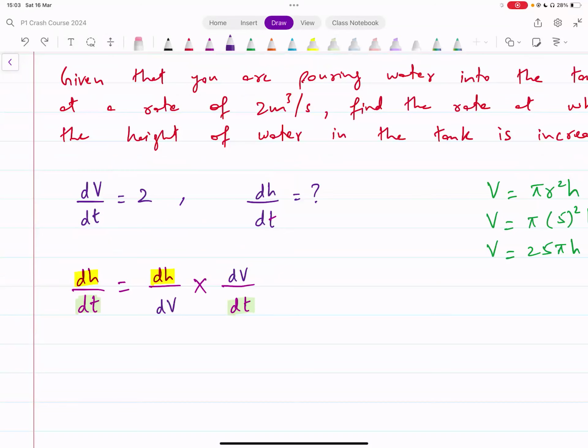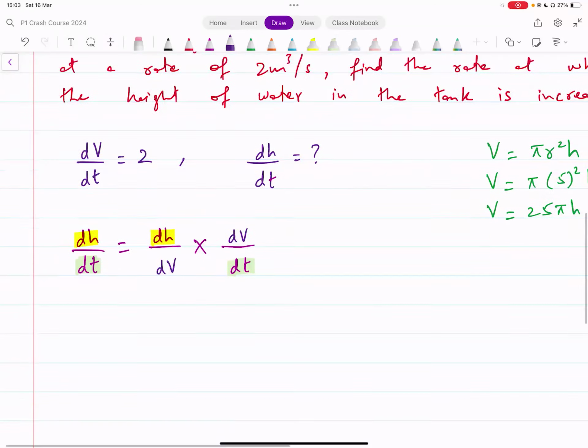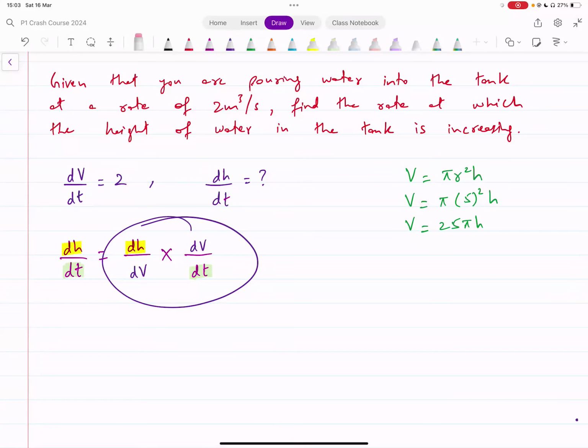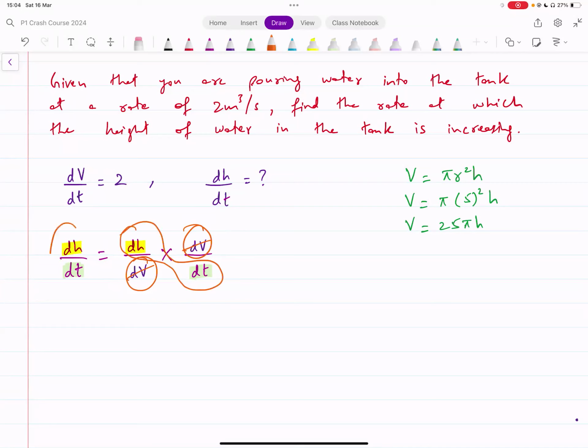So we can write dh over dt as a product of these two fractions: dh over dv into dv over dt. Now, you could think of it like this: this dv and this dv are the same, so you could cancel them out, although that's not a very mathematically correct way of thinking about this. But in order to remember this, you could say dv and dv get canceled. What are we left with? dh over dt, and that's exactly what we want here.